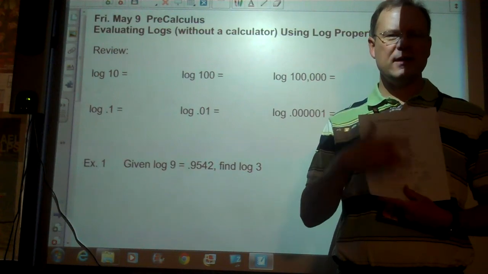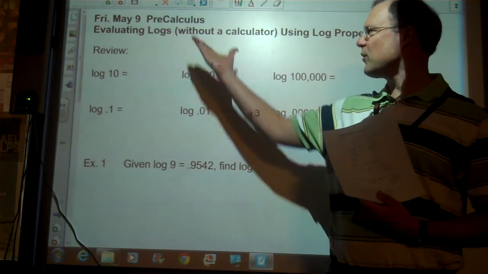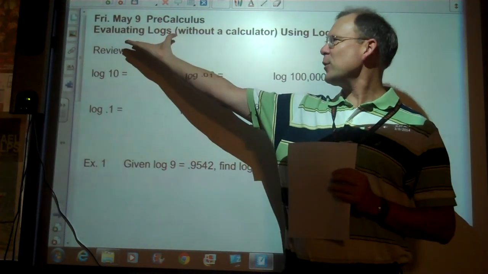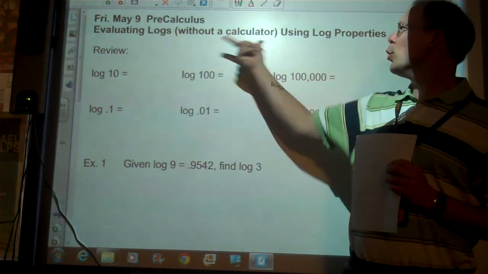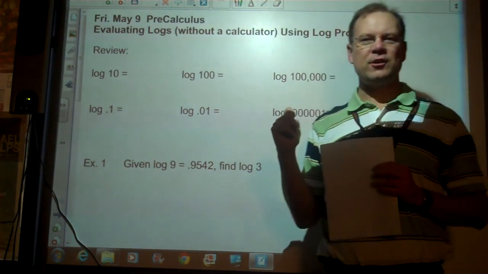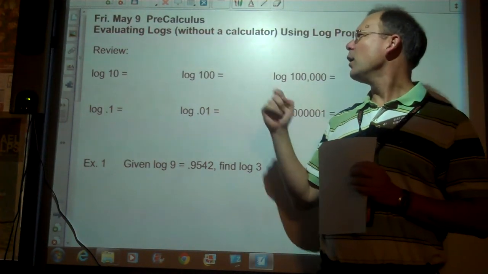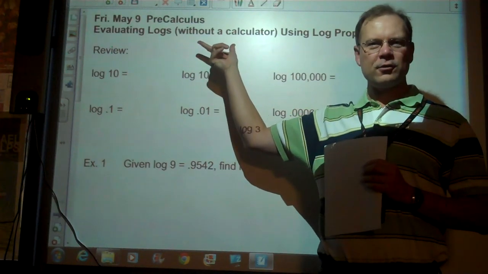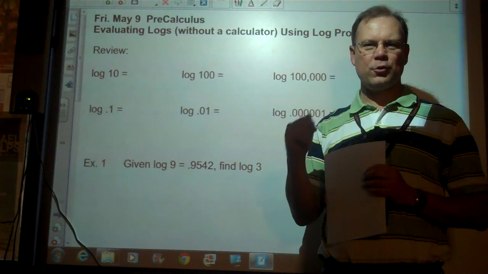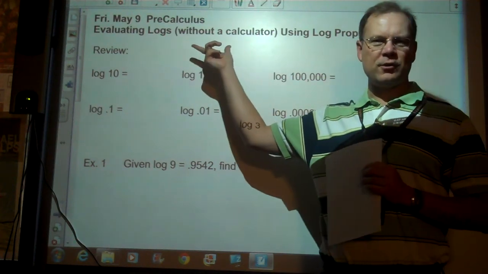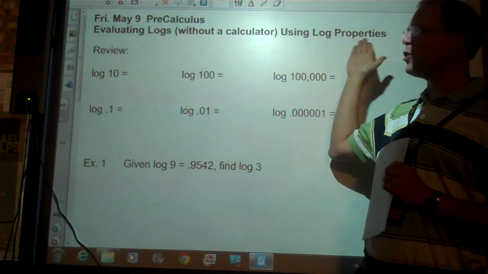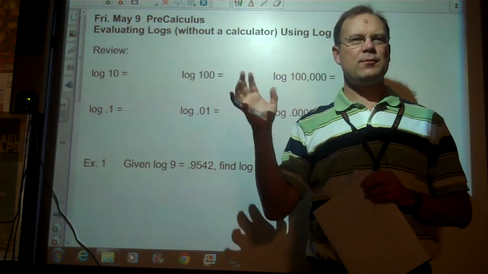Hopefully you got your note-taking guide in front of you. This is the final lesson in Chapter 3. We are evaluating logs without a calculator using log properties. So if you got a calculator in front of you, put it away. Don't use it for the homework. It'll be on the no calculator part of the test next Wednesday. Using your log properties, so kind of keep that in mind.